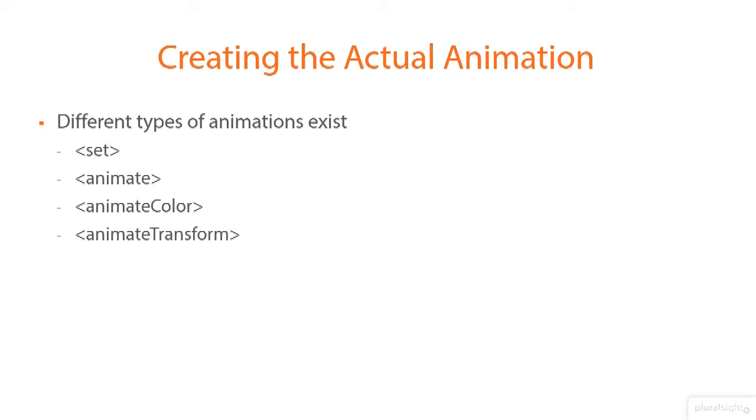Now, SVG comes with a number of possible animation types. We'll take a look at some of these and then apply them in our site. The simplest form of animations is the set, which simply switches a property from value A to B. Other animation types include animate, animateColor, animateTransform, and animateMotion. Let's take a look at these in a bit more detail.